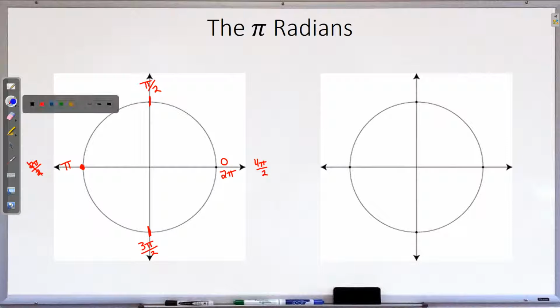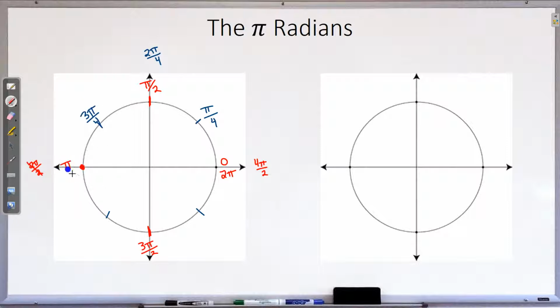Well, now we're going to continue that pattern. What if I cut things in half again? So what's half of a half? Well, that will be pi over 4. And now I start counting. 1 pi over 4. This one is technically 2 pi over 4. But hopefully you can see the 2 over 4 reduces back down to this. This one is 3 pi over 4.